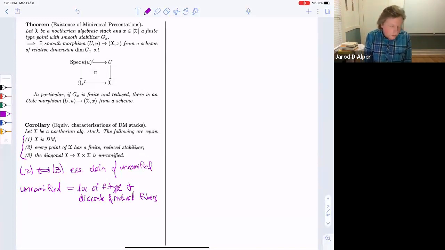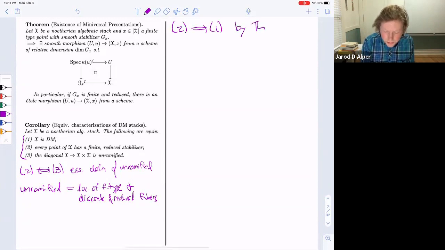And unramified is also a property that's étale local, so that it's étale local on the source and the target. So that naturally extends to morphisms of Deligne-Mumford stacks. Right, so two and three are just formally equivalent, and the theorem gives us the direction that two implies one. This is the hard direction.